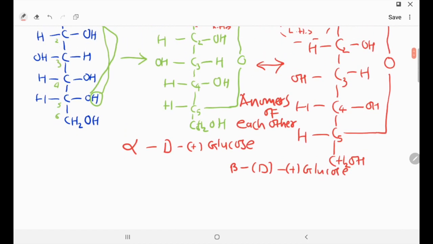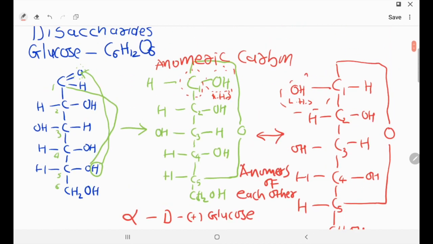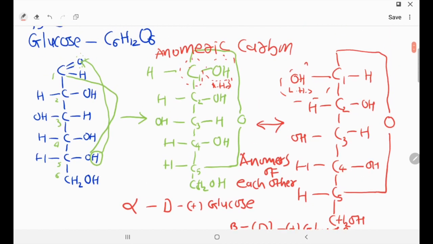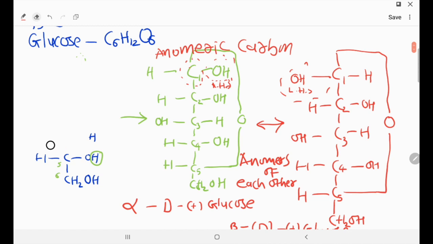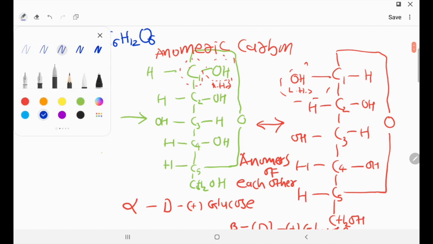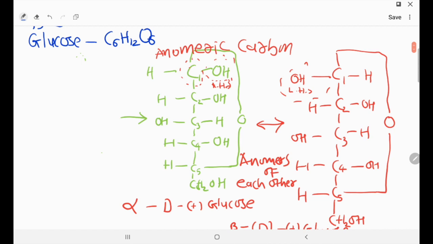Now how can you plot the cyclic structure? Let me show you that cyclic structure here. Just watch it very carefully. See how I am forming the cyclic structure. First of all, you can see we will plot this one. So 1, 2, 3, 4, 5, and 6. It's a 6 member ring.